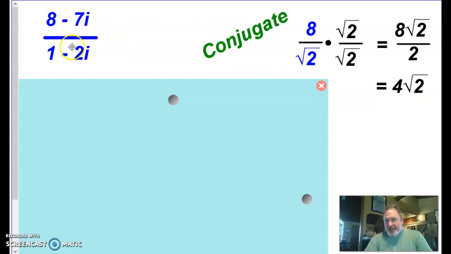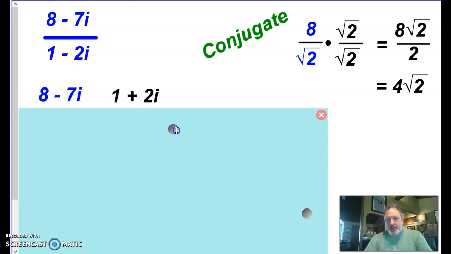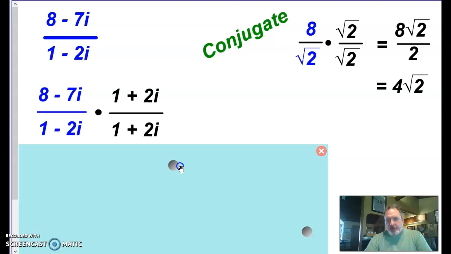We've got to do the same thing here. I can't have an imaginary number in the denominator. So my conjugate of this is the opposite of that. Instead of 1 minus 2i, we change the sign of the second term, so 1 plus 2i. The first number here stays the same, still 1. We change the sign of the i term, and that's a conjugate. Now I can FOIL top and bottom.